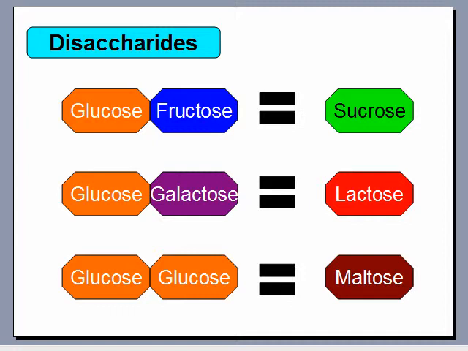Sucrose is made up of one molecule of glucose and one molecule of fructose, whereas lactose is made up of one molecule of glucose and one molecule of galactose. Maltose, on the other hand, is made up of two molecules of glucose.